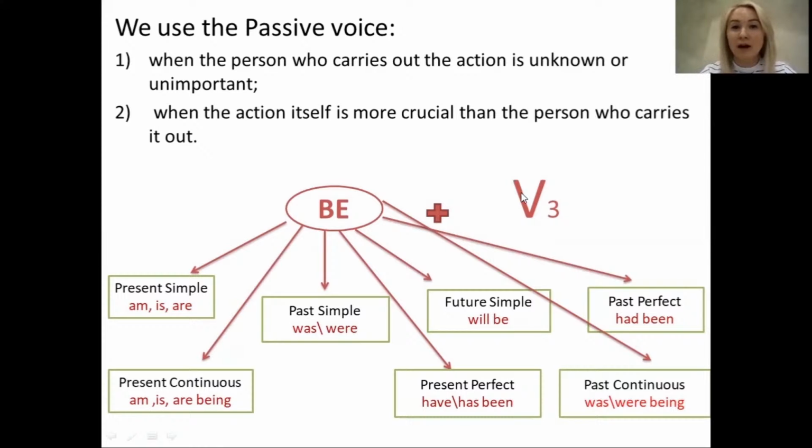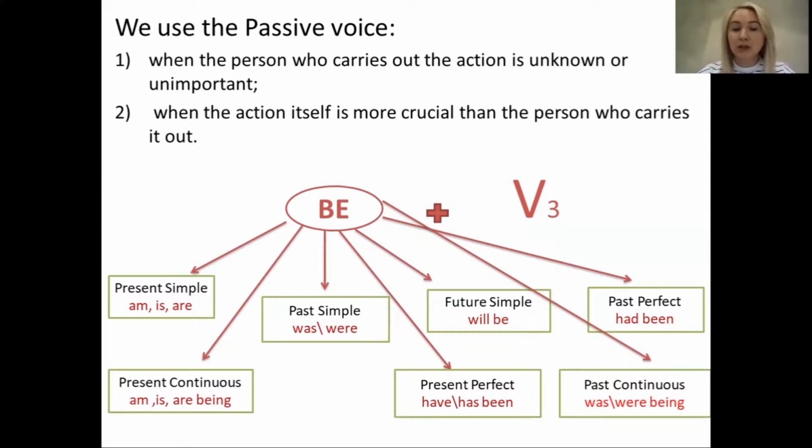But you should remember that you change only the verb to be itself. You put the verb to be into the correct tense you need. There are some options that demonstrate these changes. Let's look at them. In present simple, for example, we change the verb to be into am, is, are. So, the photo is taken.